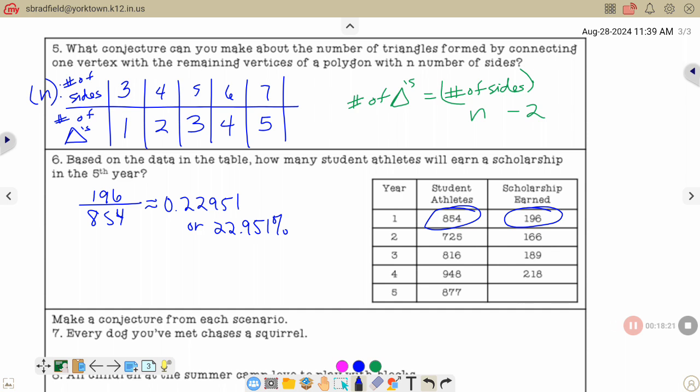All right, let's see if for everything that the scholarships earned is actually about 23% of the number of athletes. Let's test it out. So we're going to test it on the other ones. I'm going to take 725. This is number 2. I'm going to take 725 and I'm going to multiply that by my decimal, which is my percent.